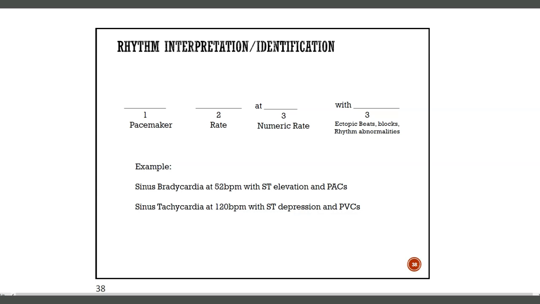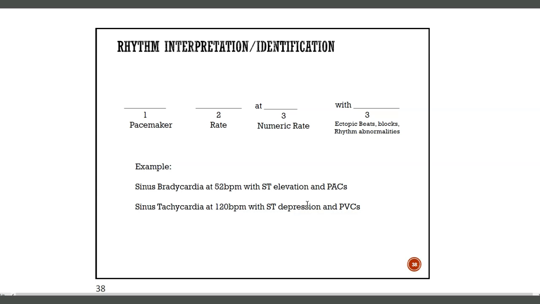To make it easier on you guys, this is the format that I want you to follow. First, we're going to use the pacemaker, the rate, the numeric rate, and then the presence of any abnormal or ectopic beat. For example, if you have sinus bradycardia, sinus is the pacemaker. Bradycardia is because the rate is less than 60, at 52 beats per minute. That's the numeric rate. And then let's say there's an abnormality, then we're going to mention that at the end by saying with, let's say, ST elevation with PACs, or if they have multiple abnormalities, with ST elevation and PACs and PVCs and so on.